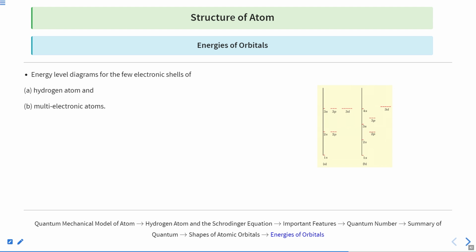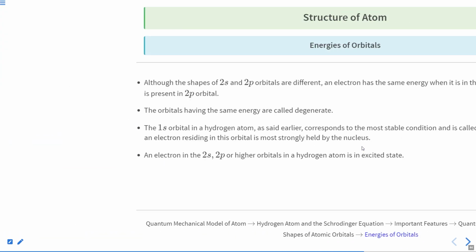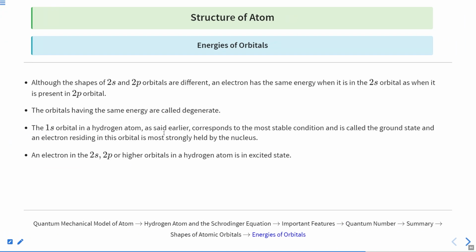If your n plus l value is larger, then the subshell energy is larger. But in case your n plus l value is the same, then you have to look at the n value, and the one with the lower value of n will have the lower energy. Clear? Although the shapes of the 2s and 2p orbitals are different, an electron will have the same energy in the 2s orbital as in the 2p orbital. So we are talking about the hydrogen atom.